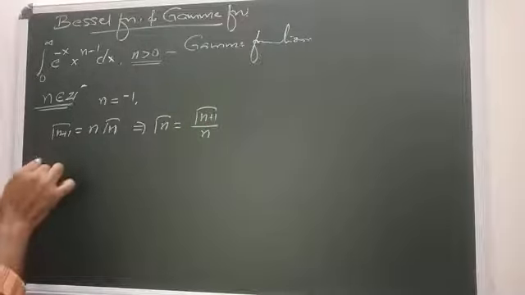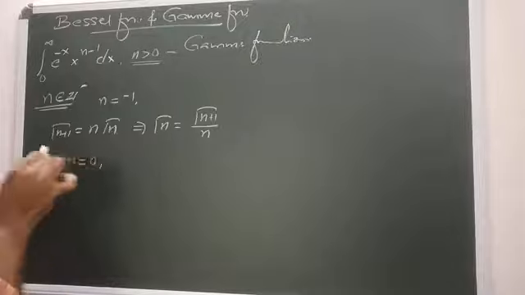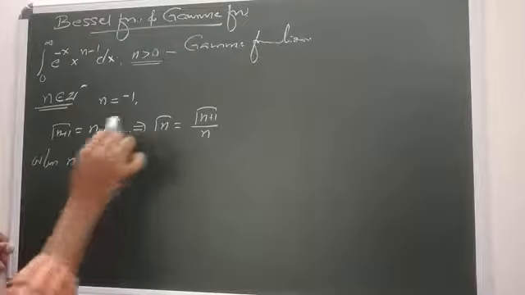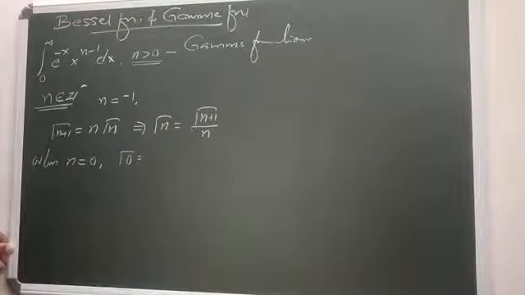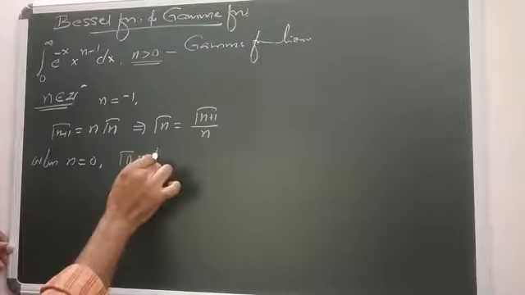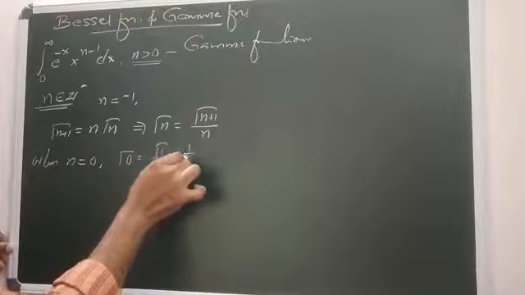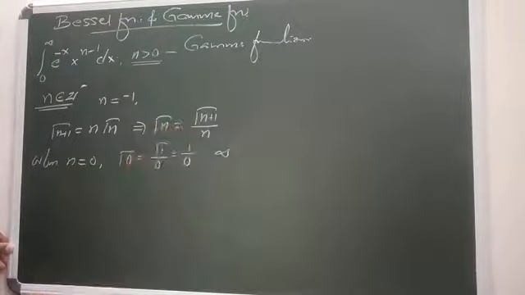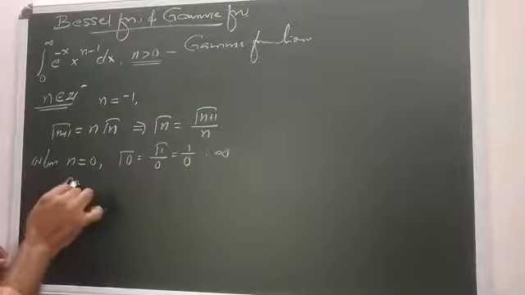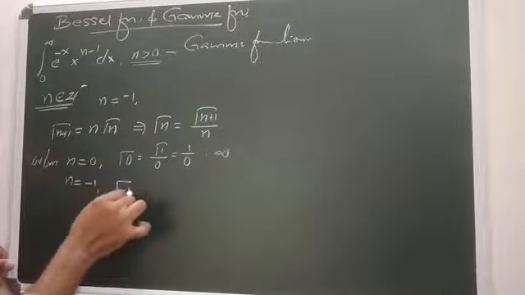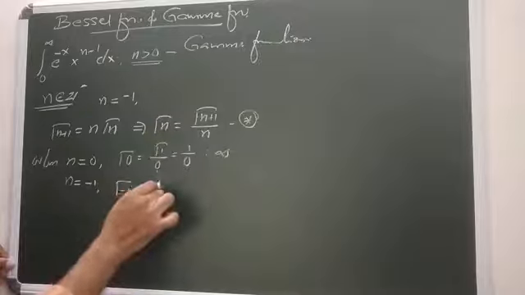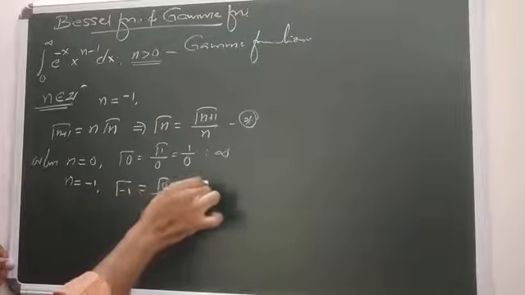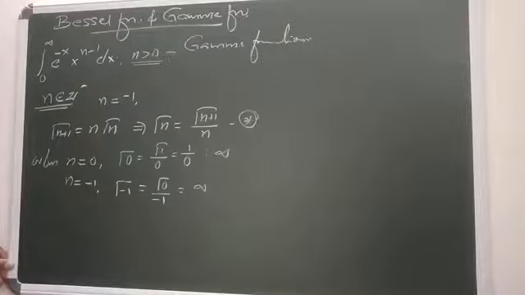Agree. When n equals 0, gamma 0 equals gamma 1 divided by 0. We know that gamma 1 is 1, and 1 by 0 is an indeterminate quantity, which means it is infinity. So gamma 0 is infinity. When n equals minus 1, gamma of minus 1 equals gamma of minus 1 plus 1, that is gamma 0 divided by minus 1. Gamma 0 is infinity, so it is again infinity.